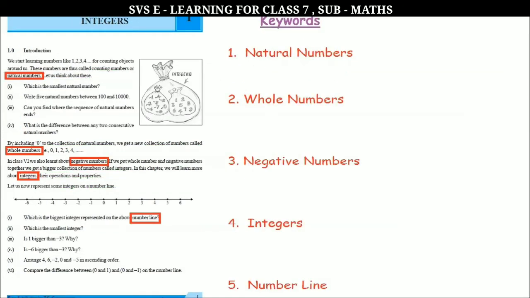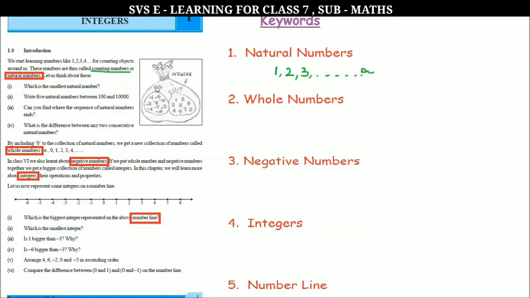Children, I have just cleaned the screen and edited a few things so that they will look much better. These are the 5 keywords I just mentioned, and we'll discuss them now. Firstly, what are natural numbers? Natural numbers are also known as counting numbers, as mentioned here. They are a set of numbers starting with 1, beginning with 1 and ending at infinity.